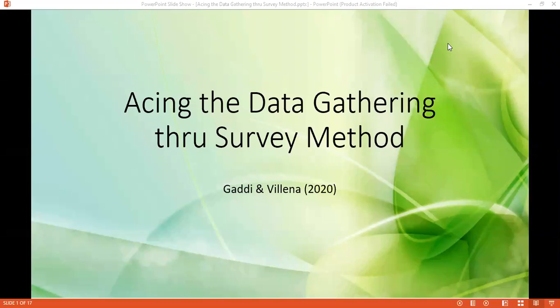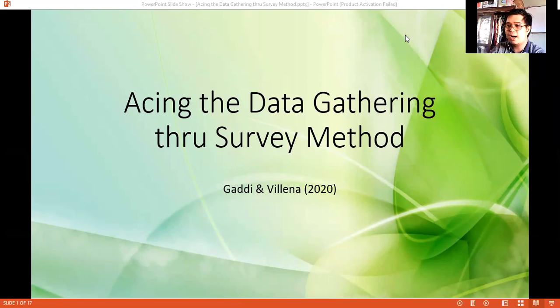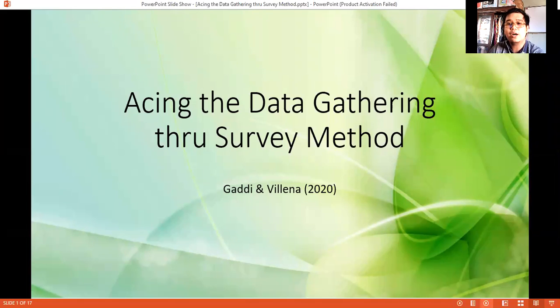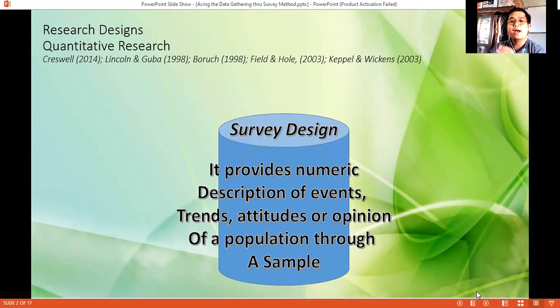So how do we ace our data gathering through survey method? The first thing that we need to be familiar with is that survey is always rooted with our research objectives. But what is survey? Survey provides us numeric description of events, trends, attitudes, or opinion of a population through a sample. Let me give you an example.